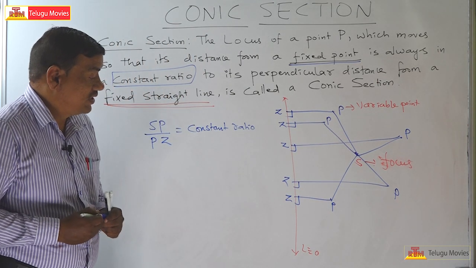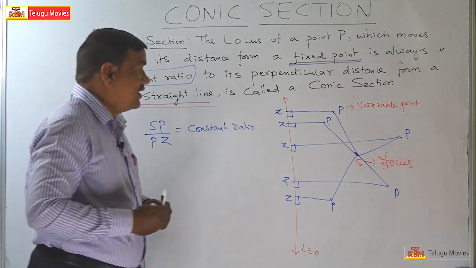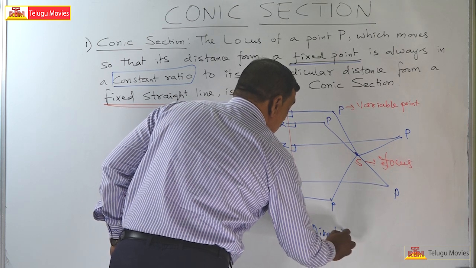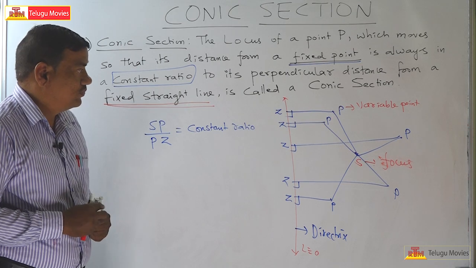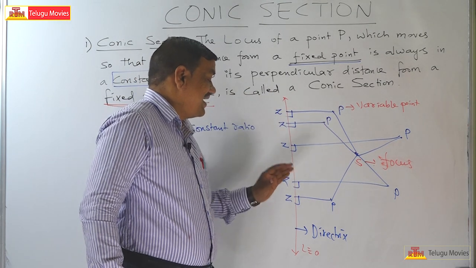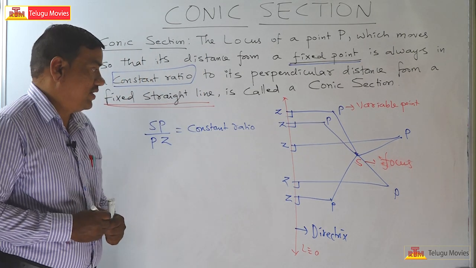Second one, this fixed line is called the directrix of the conic. So we have learned the variable point, focus, directrix. Understand? Three terminologies we have learned.